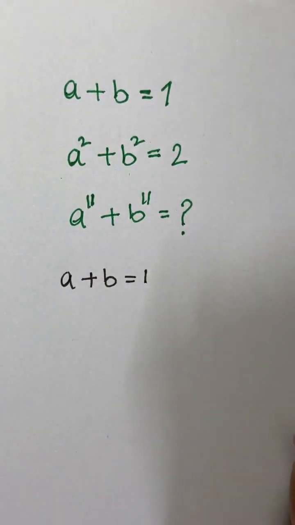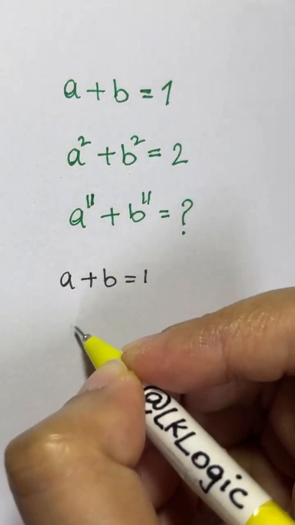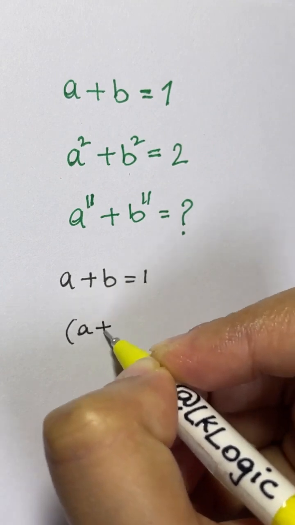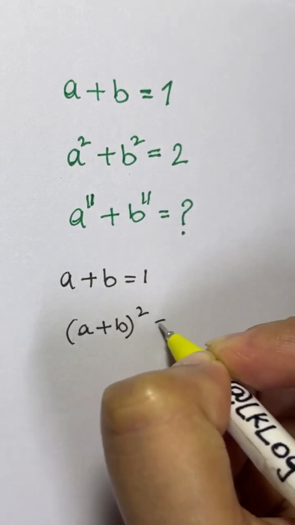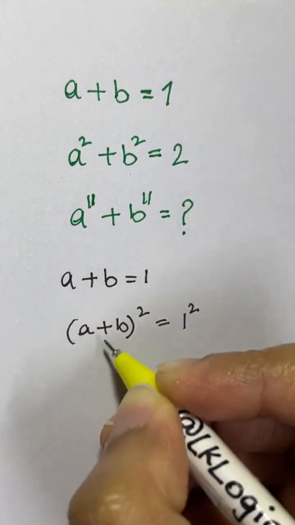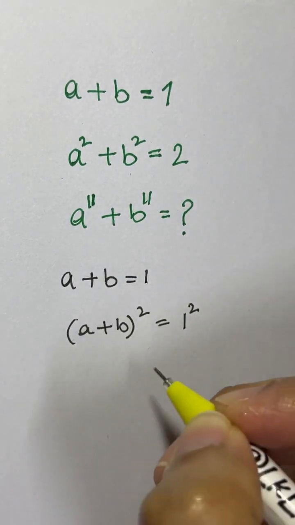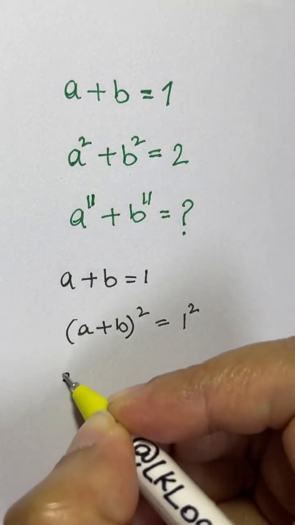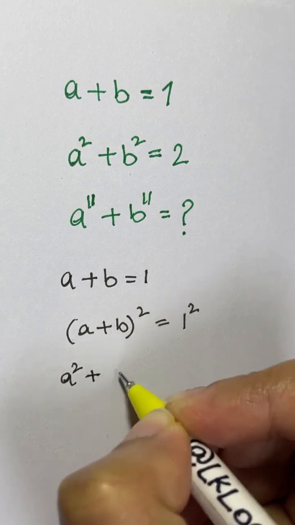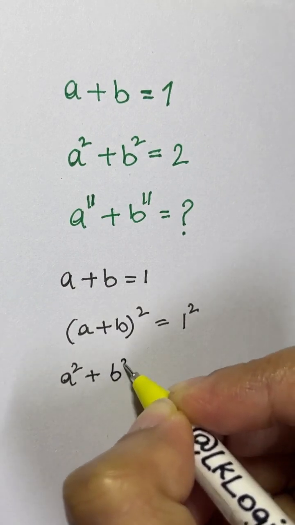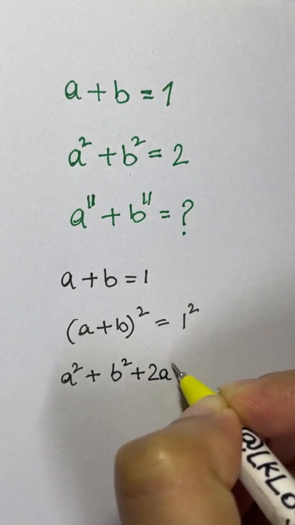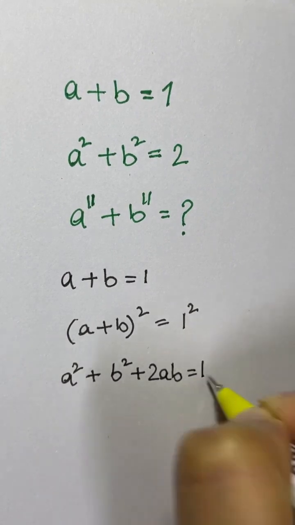square both sides. Now if you think, I've got an identity: when I square it, a plus b the whole square equals 1 squared. So a plus b whole square is an identity, which gives a squared plus b squared plus 2ab, equal to 1 squared, which is 1.